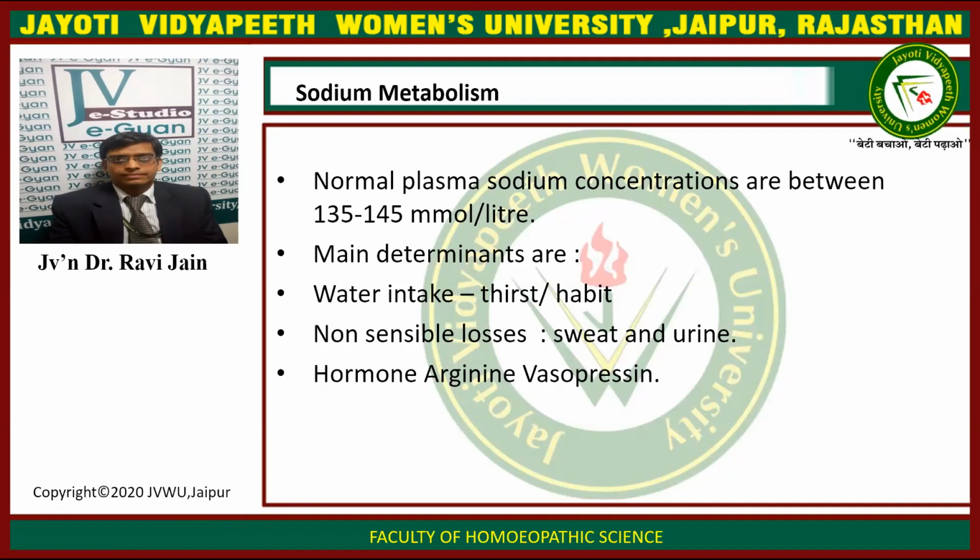Normal sodium metabolism: normal plasma sodium concentrations are between 135 millimole per liter and 145 millimole per liter. First of all, we will start with sodium metabolism. The main determinants are water intake, thirst, or habit. Non-sensible losses occur in sweat and urine. The hormone arginine vasopressin, or ADH, plays an important role in the metabolism of sodium.